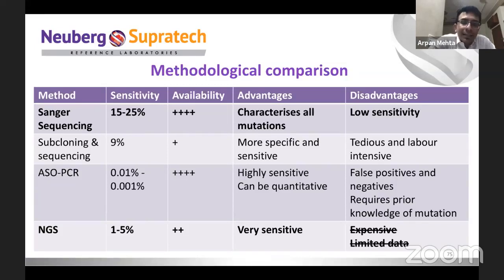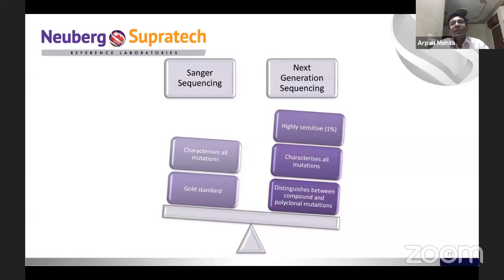So shown are the sensitivities, advantages and disadvantages. Initially Sanger sequencing was preferred because it had 15 to 25% reasonable sensitivity, but NGS was expensive. It had limited data and very less availability. But now it is not the case. Next generation sequencing is highly sensitive. It detects till 3% or 1% in many cases. It also helps us to distinguish between compound and polyclonal mutations. So when it is available and standardized, NGS should be preferred.